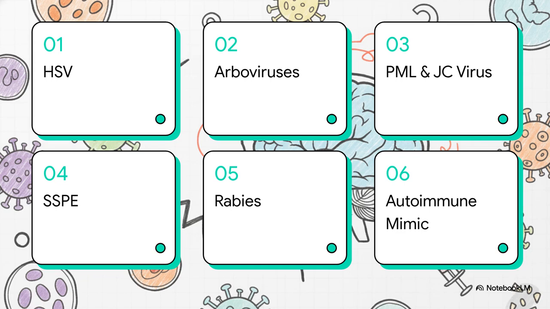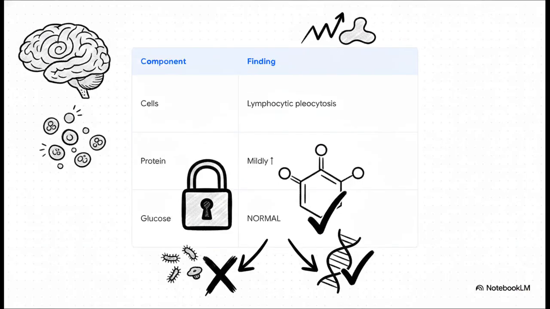We'll be moving systematically through the heavy hitters, from HSV, arboviruses, PML, SSPE, rabies, all the way to a really critical clinical plot twist at the very end. Now, before we hit the specific bugs, lock this general rule into your brain. You're going to consistently see a lymphocytic pleocytosis, meaning a bumped up white count driven by lymphocytes, along with mildly elevated protein. But the anchor point, the absolute first thing you must check in any vignette, is the glucose.